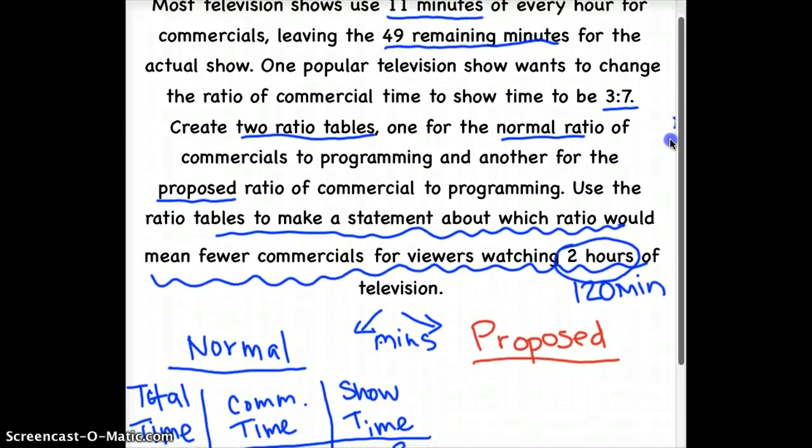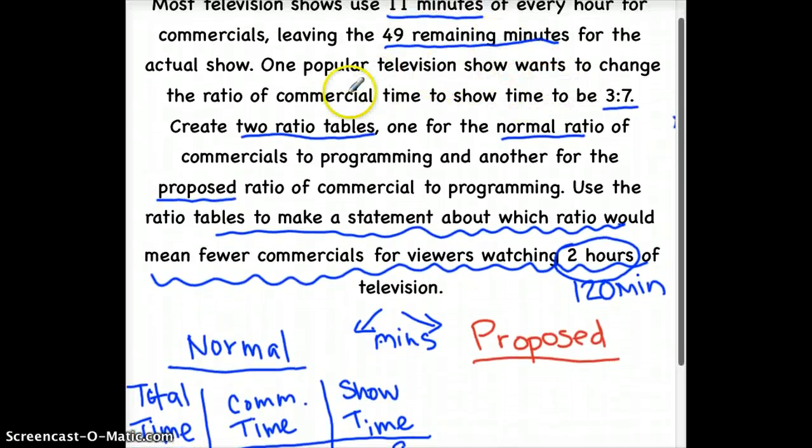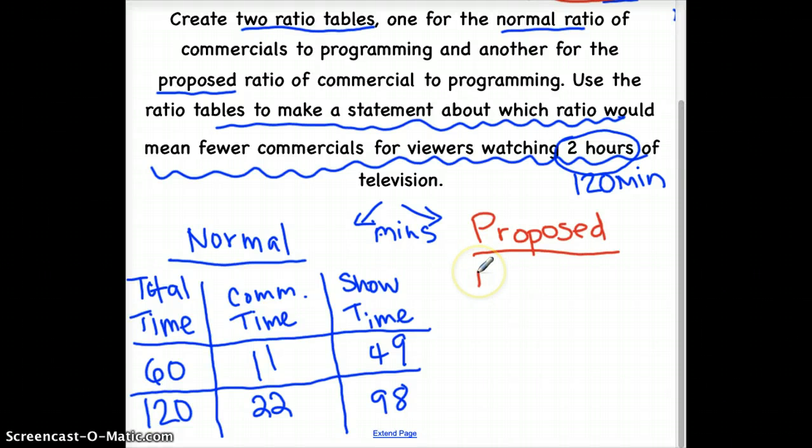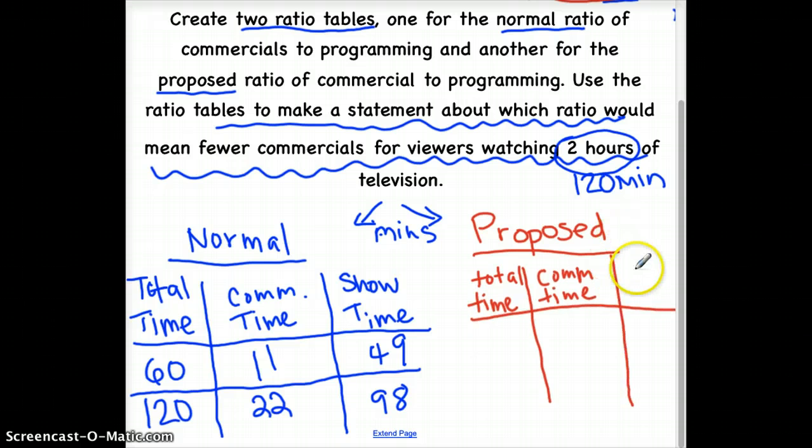So let's make a ratio for the second one. So we're saying commercial time to show time was 3 to 7. So 3 belongs to the commercial and 7 belongs to the show. Okay, let's make another one. So we have total, because remember it said to create two different ratio tables. So total time, commercial time, I abbreviated this again, and show time.